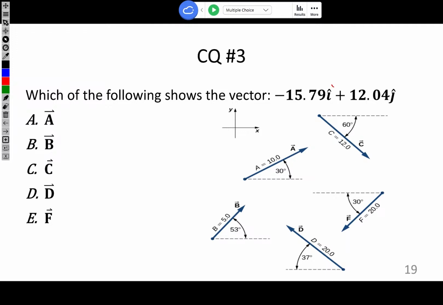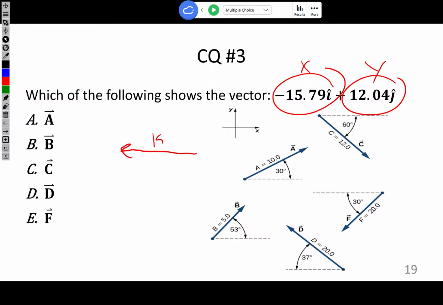So I'm going to draw a vector. This is the x component. This is the y component. I need to remember the plus or minus matters. So this says negative 15.79. The negative matters. That means I need to draw an arrow to the left that has a size of 15.79.